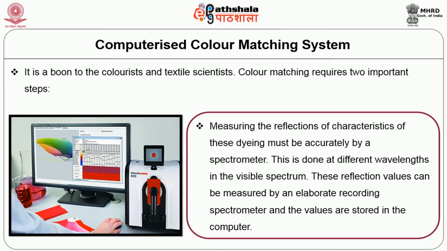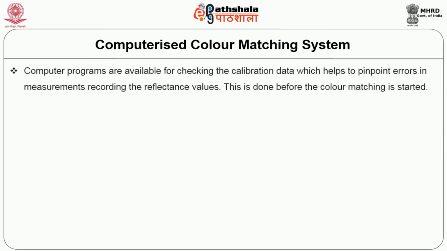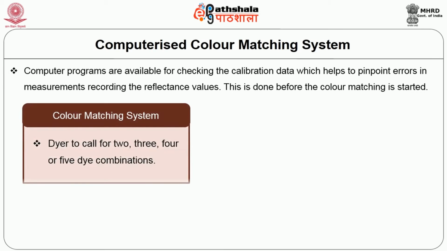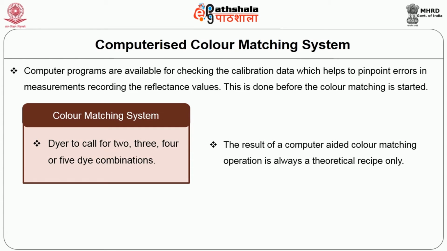The reflection values can be measured by the spectrophotometer and the values can be stored in the computer. Computer programs are available for checking and calibrating data, which helps to pinpoint errors in measurements and in recording the reflectance values. This is done before the color matching is started. The color matching system permits the dyer to call for 2, 3, 4 or 5 dye combinations. The result of a computer-aided color matching operation is usually a theoretical recipe.